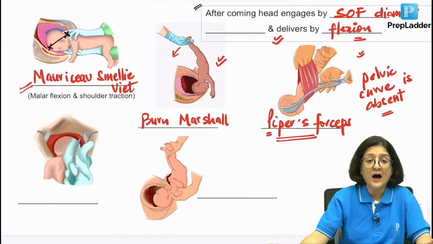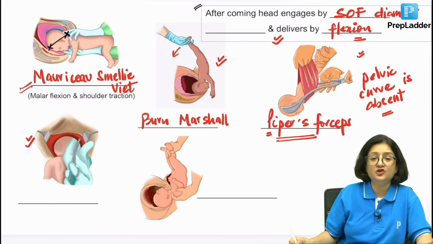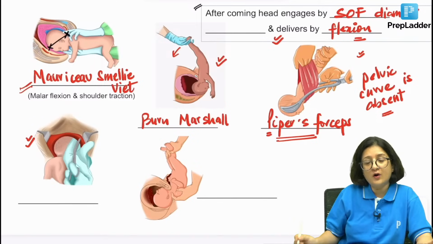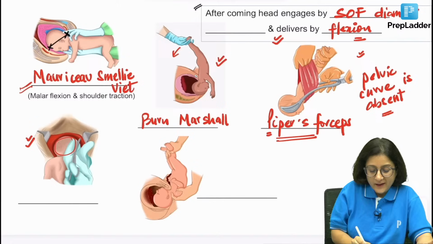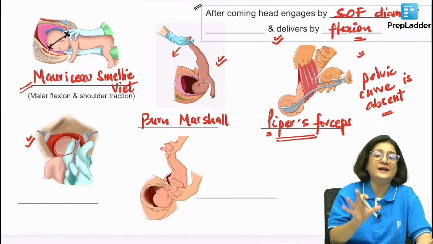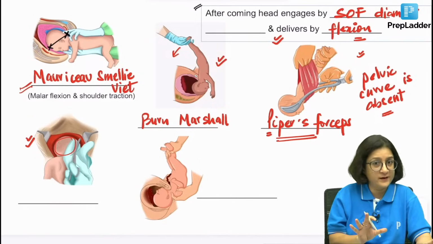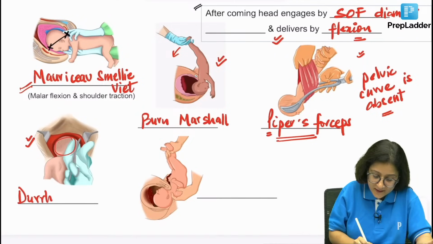So these are other two important pointers that you should remember. Now look at this image on the bottom left. What is this incision called? An incision given over the cervix when the aftercoming head of breech is stuck behind an incompletely dilated cervix. Then only you give it. So what is this incision? This is called the Dushan's incision.